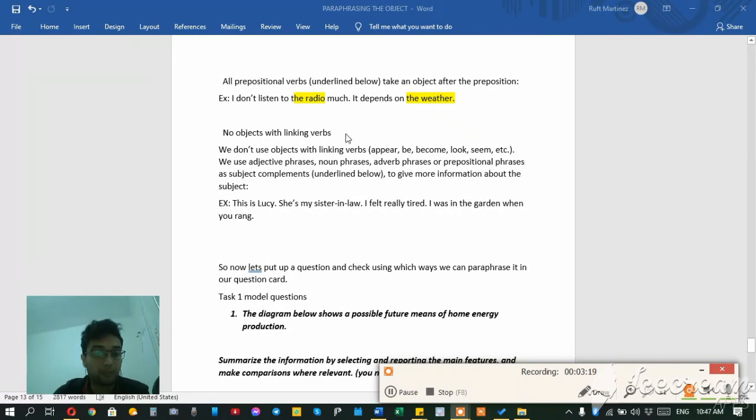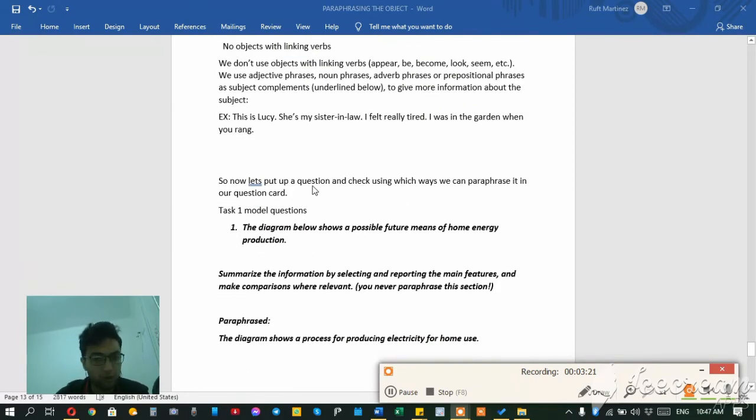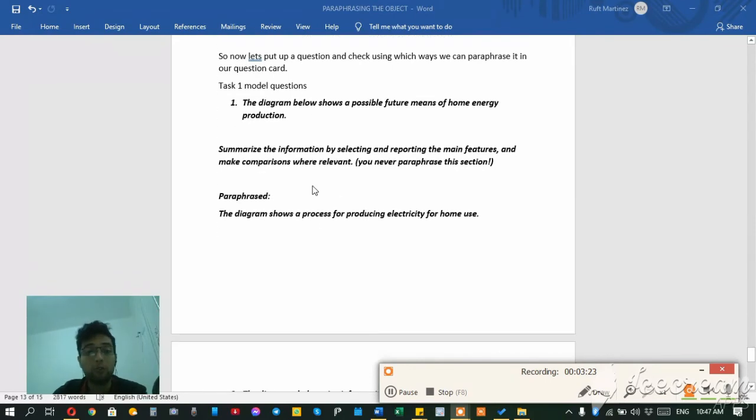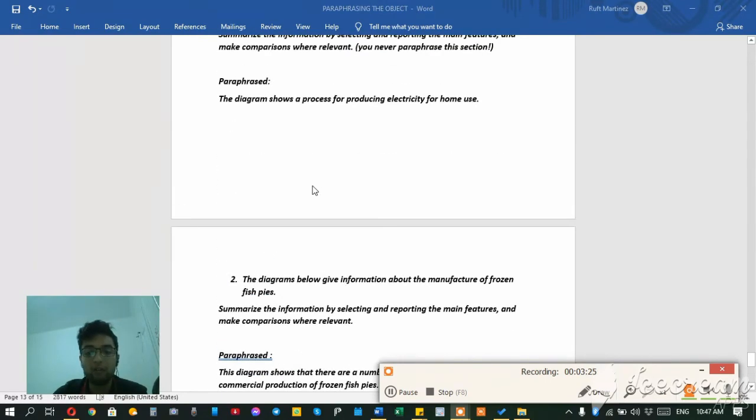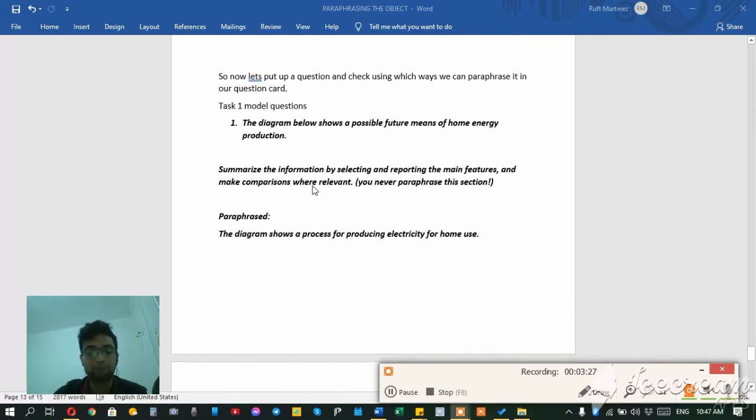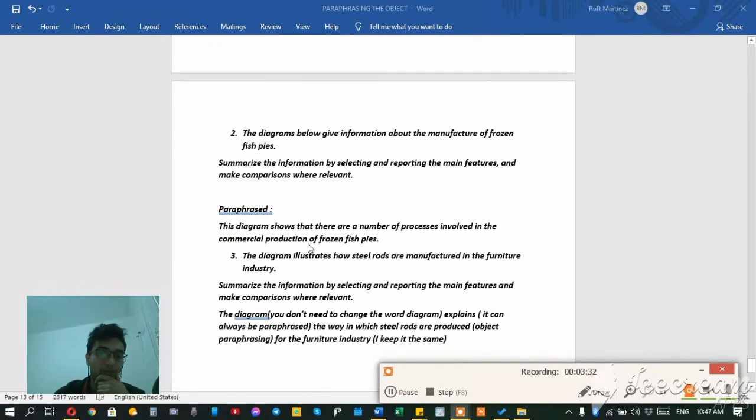No objects with linking verbs. Also, we have linking verbs. You know that we don't use objects with the linking verbs. Now, the last portion of our lesson. So, I have written three sample questions here.